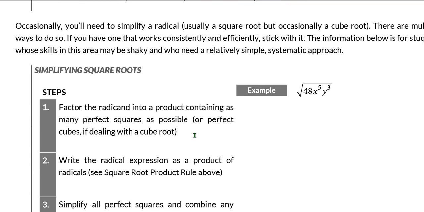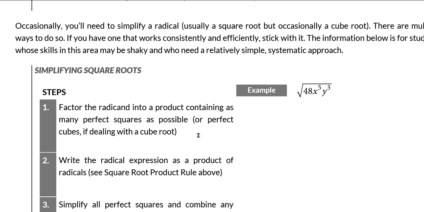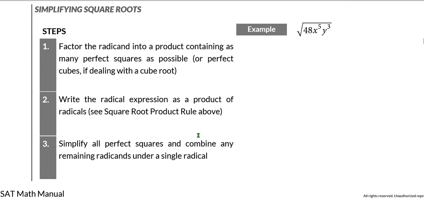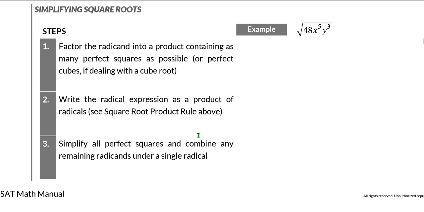Occasionally we need to simplify radicals on this test. Usually we're just going to be dealing with square roots, but we might occasionally need to simplify a cube root. Everybody has different ways of doing this. Some people use prime factorization, a lot of different methods for this. We are going to use a method in which we factor the radicand into a product containing as many perfect squares as possible. That's what it says here in step 1.